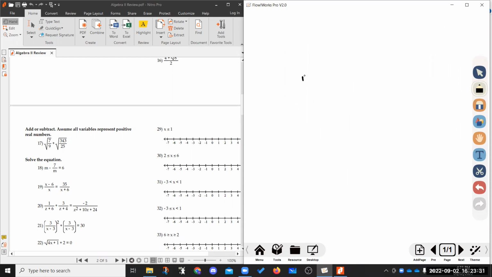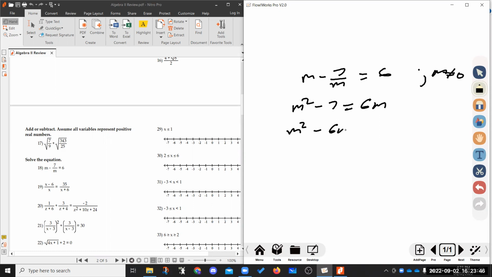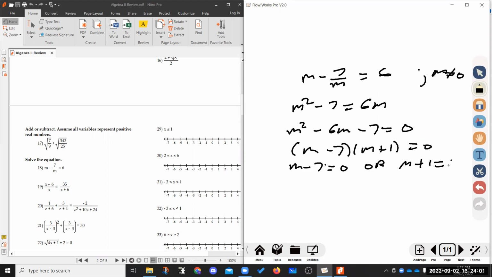Solve the equation m minus 7 over m equals 6. I know that m can't be 0 because of my domain here. I'm going to multiply both sides by m. M squared minus 7 equals 6m. M squared minus 6m minus 7 is equal to 0. That's m minus 7 times m plus 1 equals 0. M minus 7 equals 0, or m plus 1 equals 0. M equals 7, or m equals negative 1.